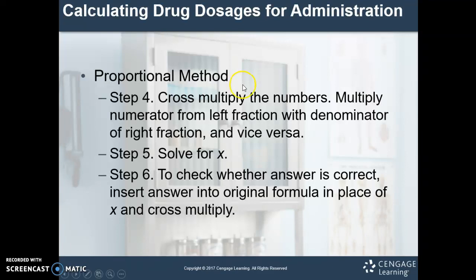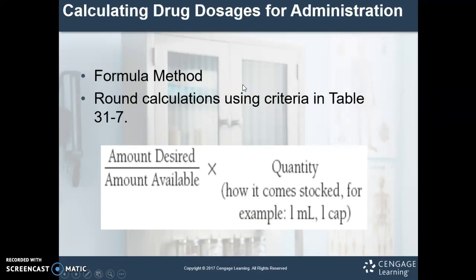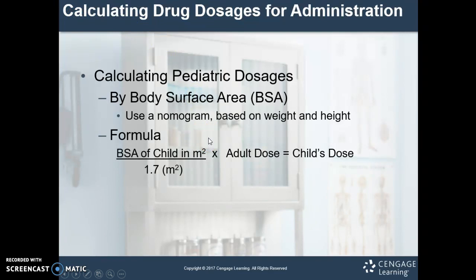The next one is the formula method, and this one, I gotta be honest, isn't one of my favorite. You set up the amount desired over the amount available times the quantity, how it comes stocked. For example, 1 ml, 1 capsule, 1 tablet, 5 mLs. I tend to prefer the proportion method just because that's how we learned in algebra, and you don't even have to get confused with the units. It's basically just solving for x in fractions.